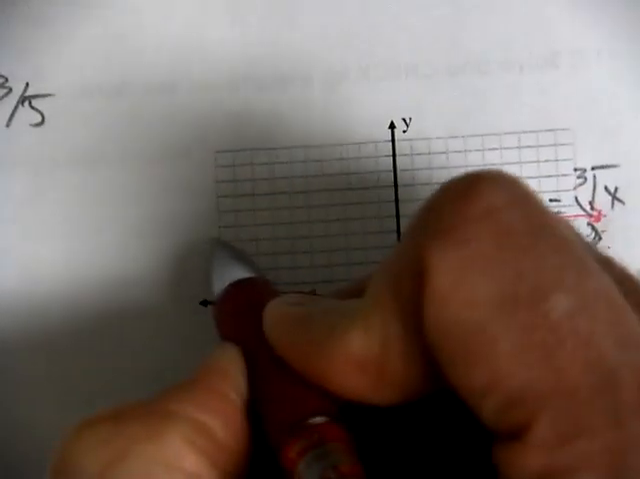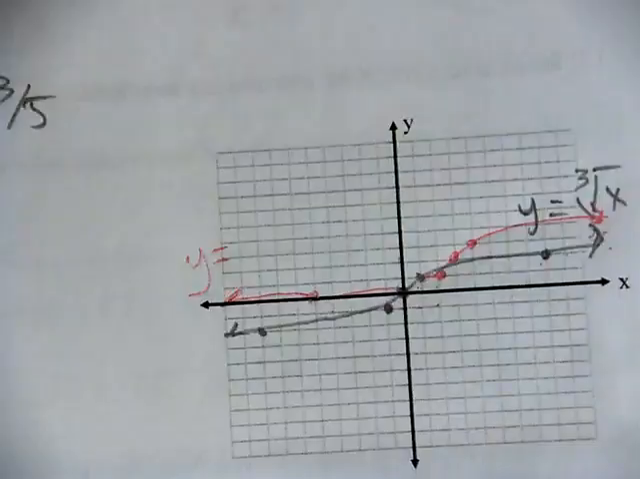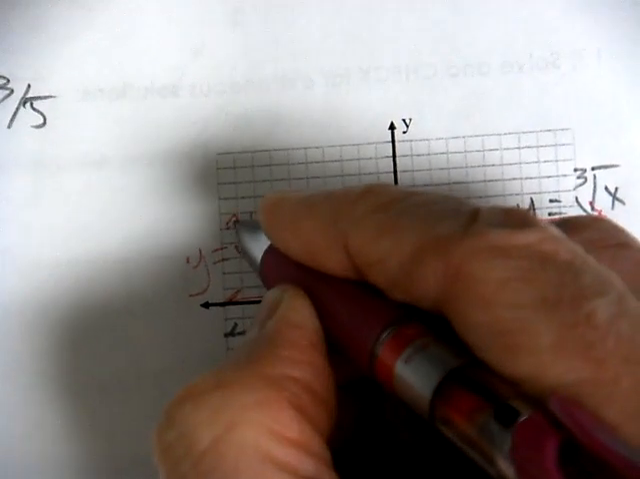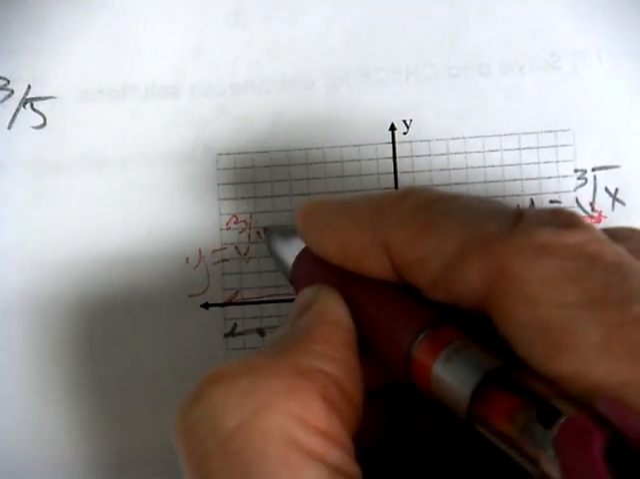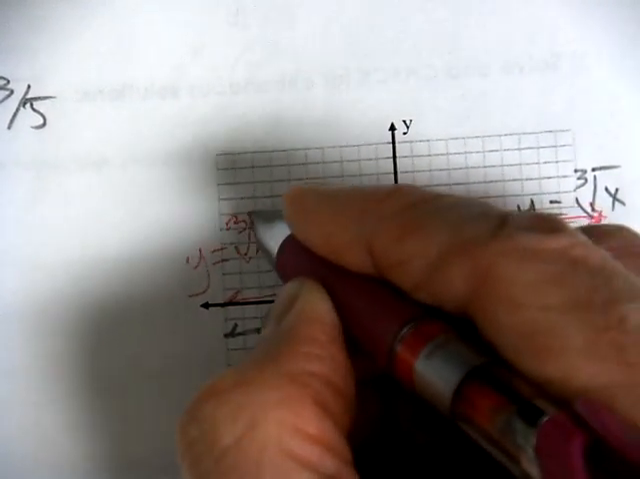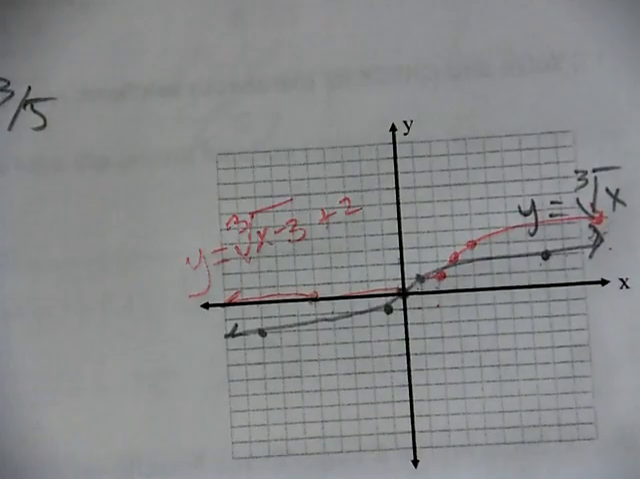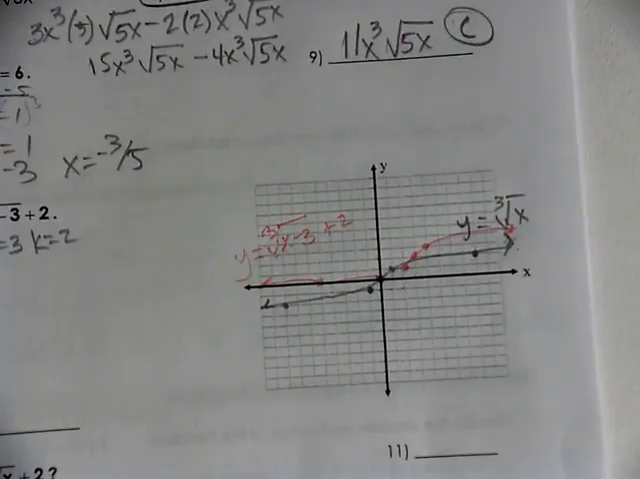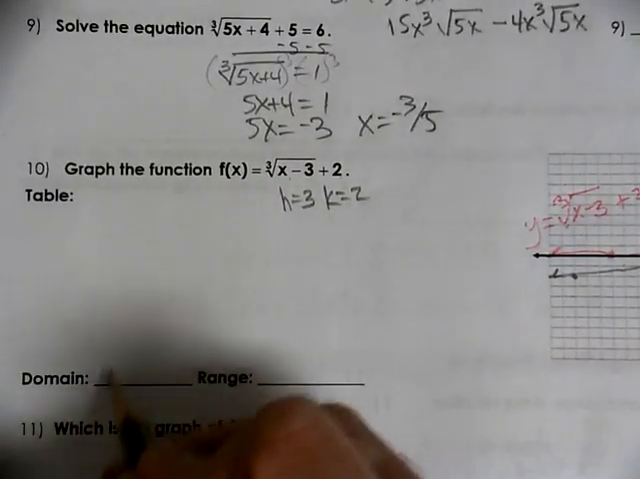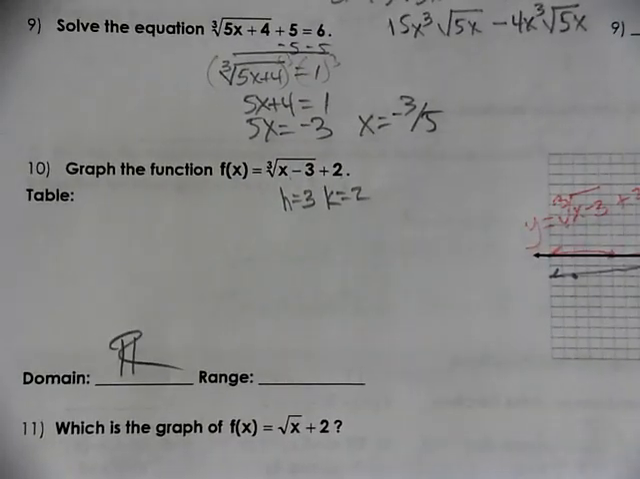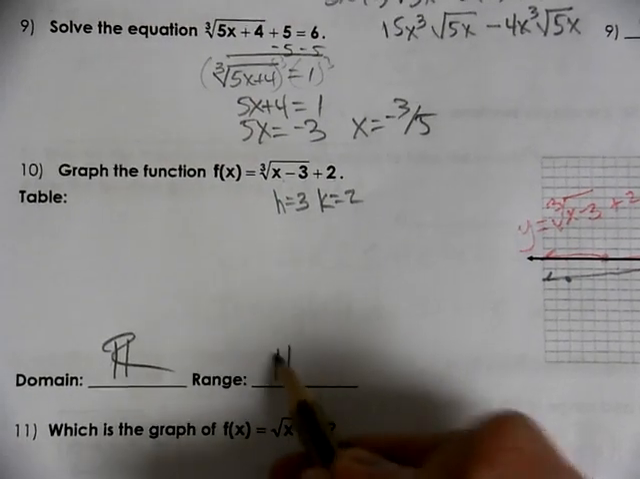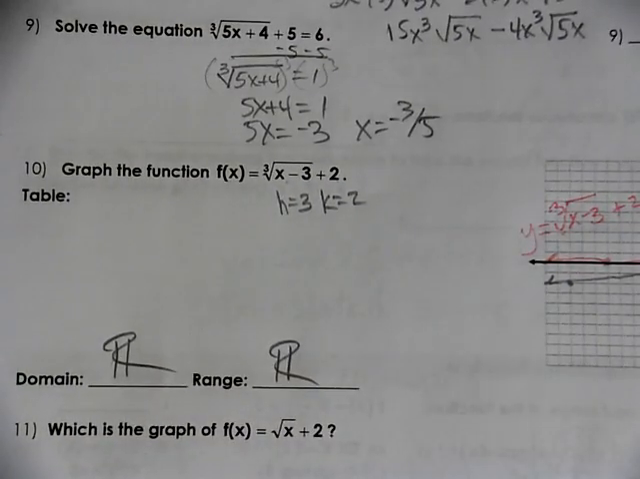And there it is. Y equals the cube root of x minus 3. That means it moves 3 units to the right and 2 units up. The domain is all real numbers, and the range is all real numbers.